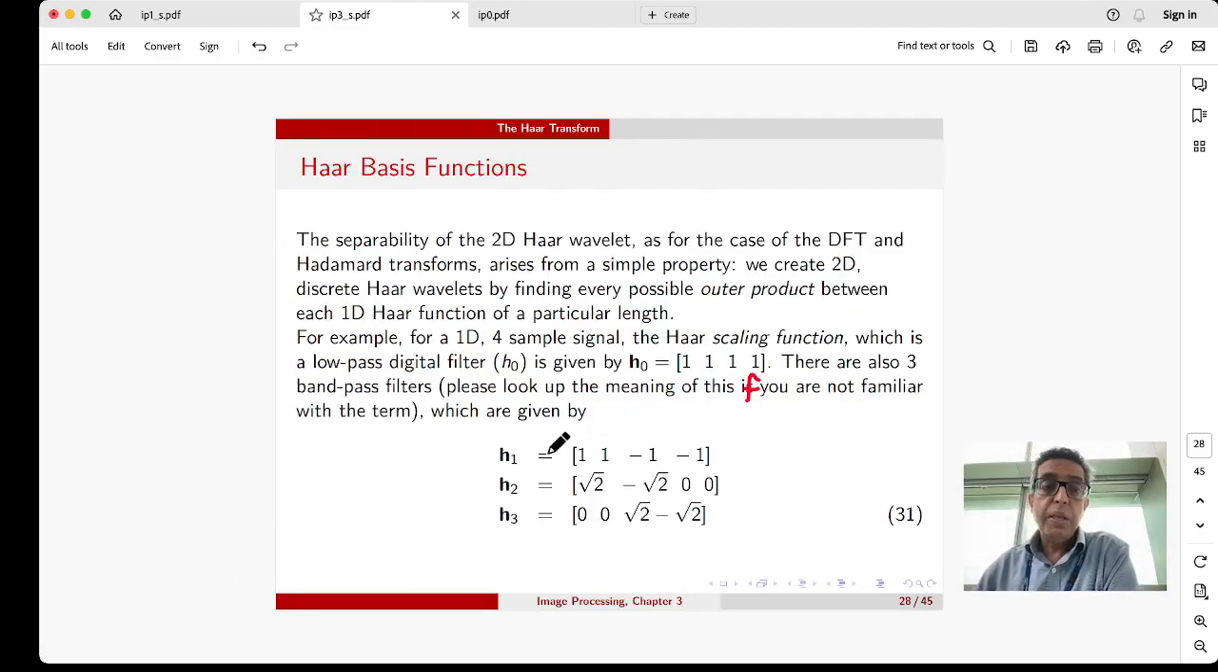So how do we generate the two-dimensional Haar basis functions? The two-dimensional Haar basis functions arise from a property of separability in the one-dimensional Haar transform with respect to higher dimensions. So it's useful to look at the one-dimensional Haar basis functions first of all.